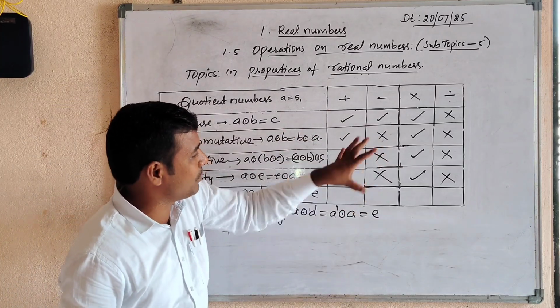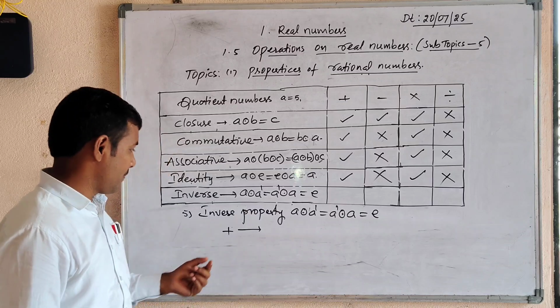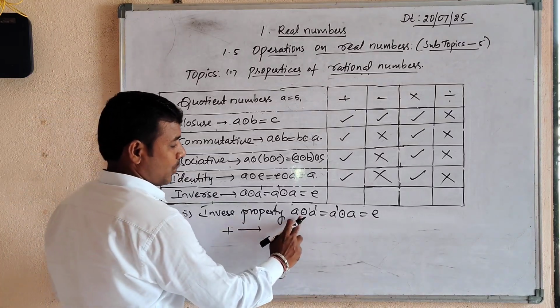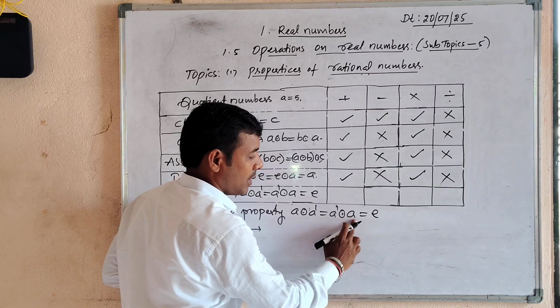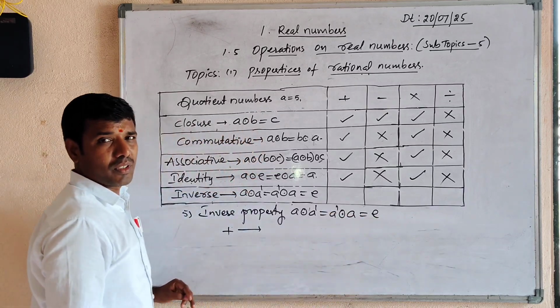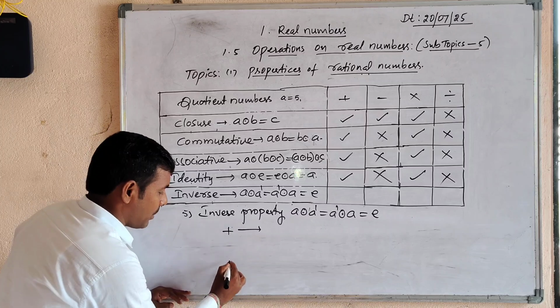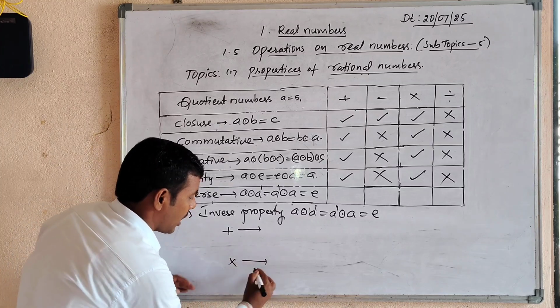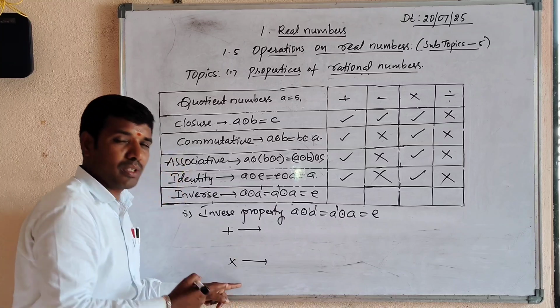We filled a maximum of 16 blanks. Again, 4 more are left. See, the inverse property rule is A dot circle A complement is equal to A complement dot circle A is equal to E. Students, let's concentrate. I am using the plus symbol and the into symbol only. I won't concentrate on minus and division.